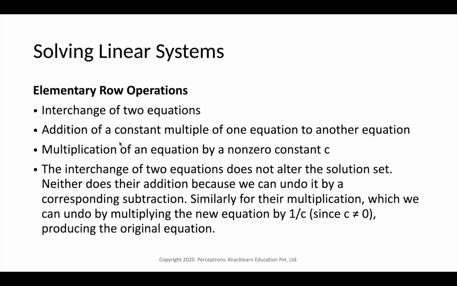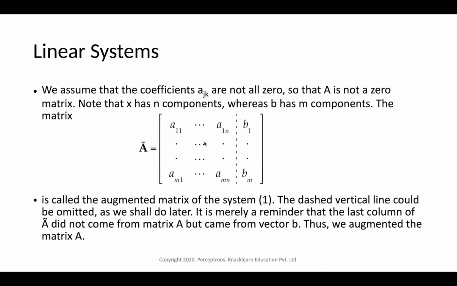We can also take a multiple of one equation and add it to another equation. This is also feasible because we can undo this addition by subtracting the same equation. Okay, so that is addition of a constant multiple. Suppose I take row 2, multiply it by 2, and add it to row 1. That is also fine. We can also do that.